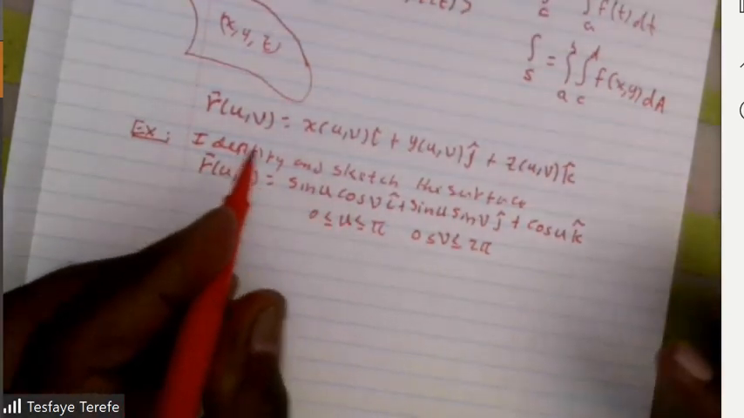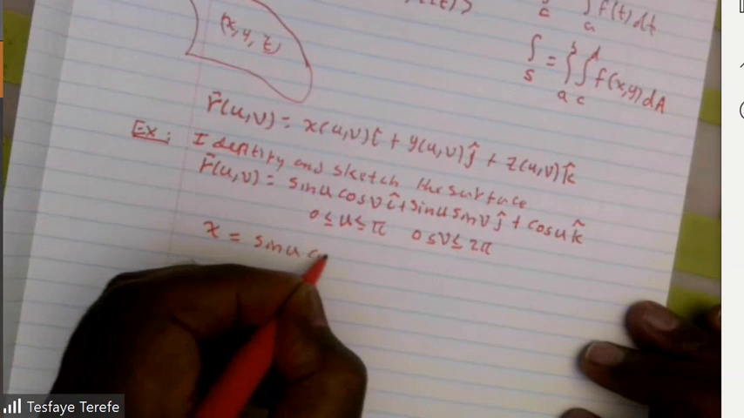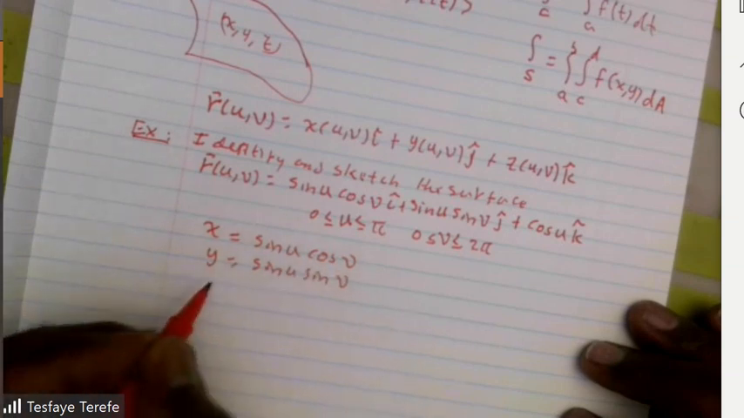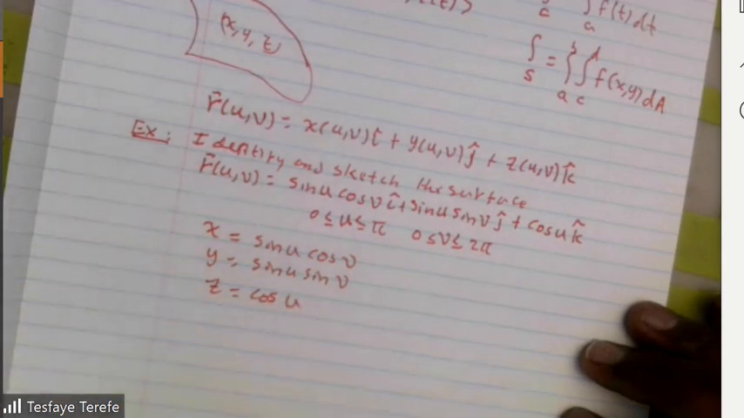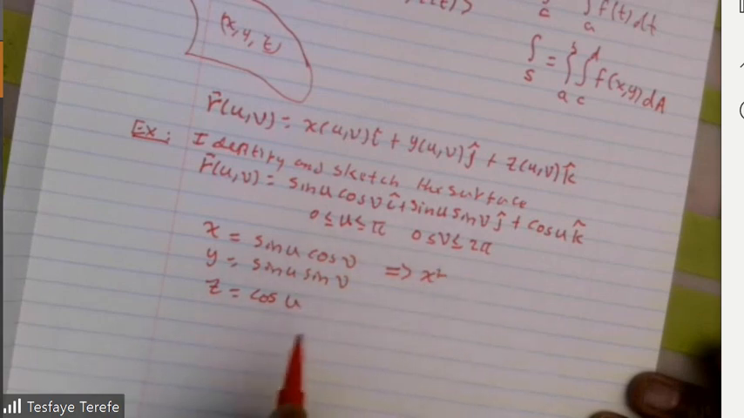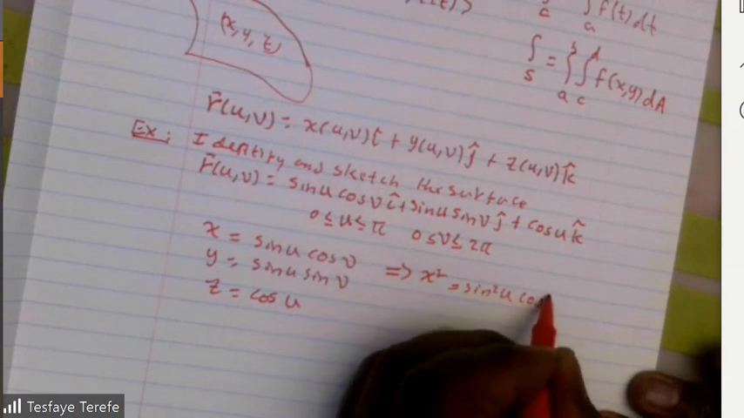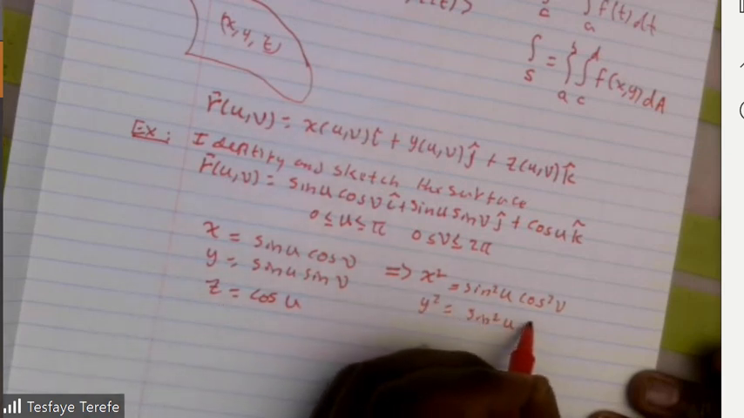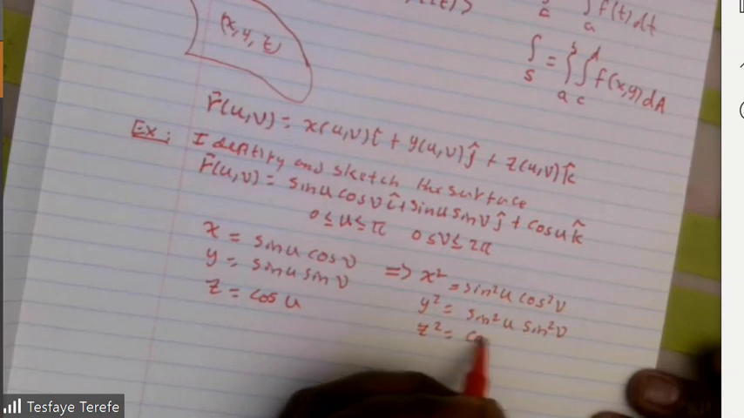So when you are given parameters, this is the x component, this is y, and this is z. You have x equals sine of u cosine of v, y equals sine of u sine of v, and z equals cosine of u. Then, because it involves trigonometry, why don't we square it? When you square, you have x squared equals sine squared of u cosine squared of v, y squared equals sine squared of u sine squared of v, and z squared is going to be cosine squared of u.